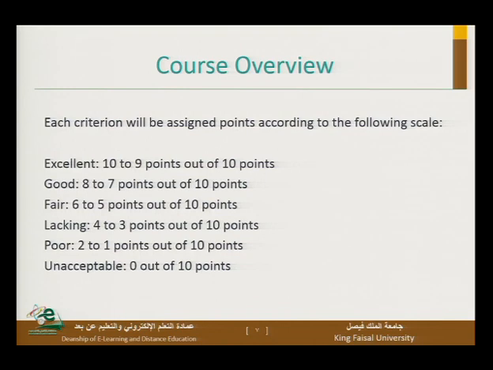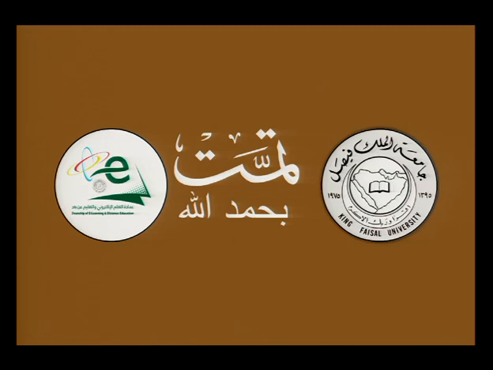So the overview: 10 to 9 points out of 10, excellent. 8 to 7 out of 10, good. 6 to 5 out of 10, fair. 3 to 4 out of 10, lacking. And 1 to 2, poor. 0 is unacceptable. This is the general overview of how we'll go on with the assessment.